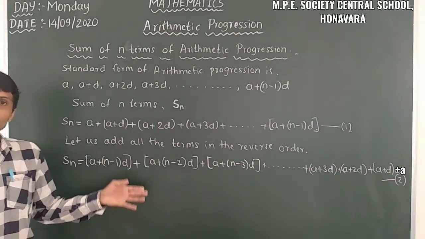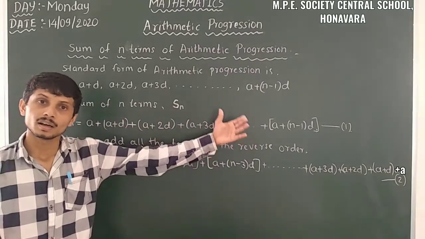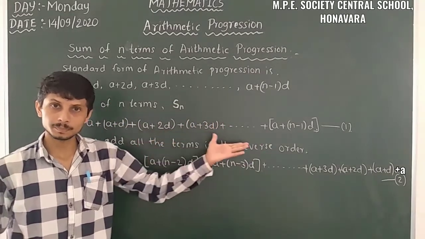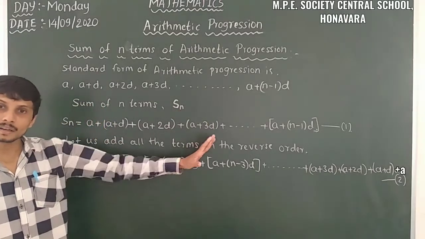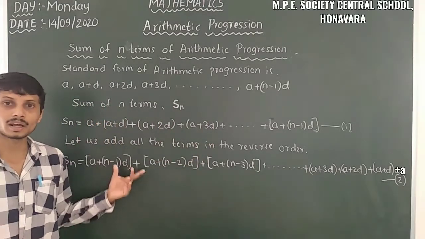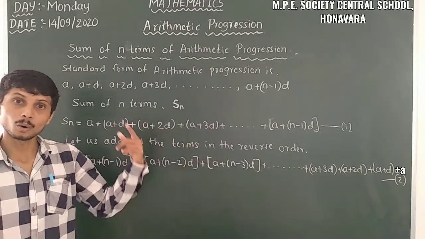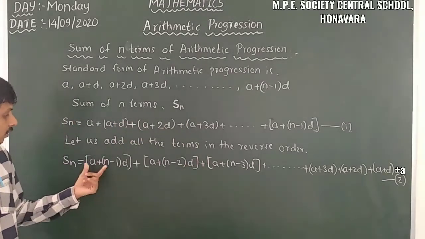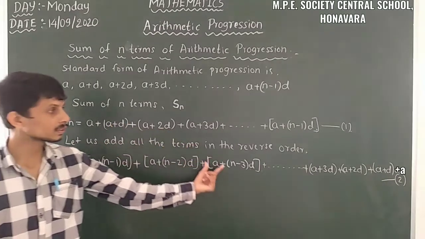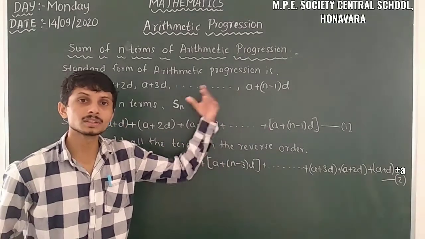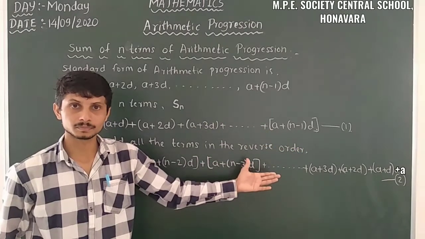Yes. So here firstly we added all the terms in the standard form of arithmetic progression. After that we added in the reverse order. After that what we have to do is add 1 and 2. How do we add? First term with the first term, second term with the second term, third term with the third term, and fourth term with the fourth term. So likewise it continues.